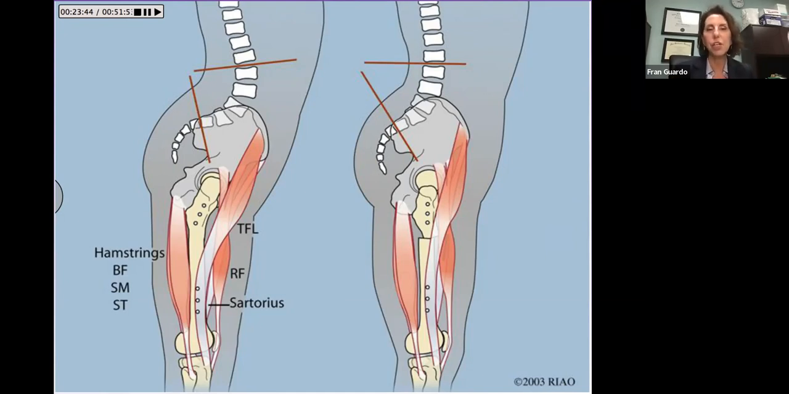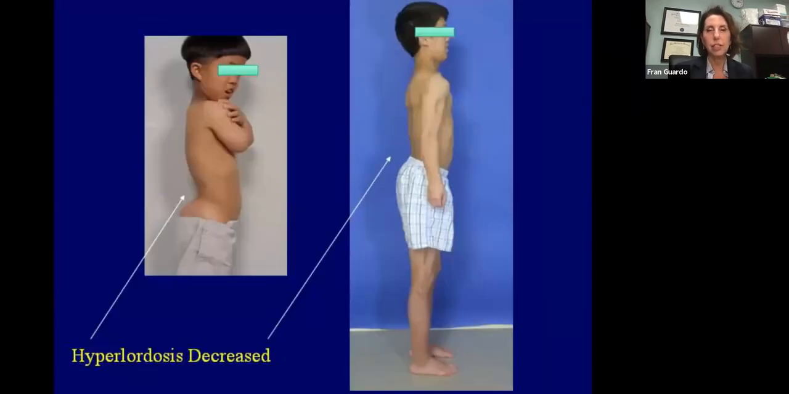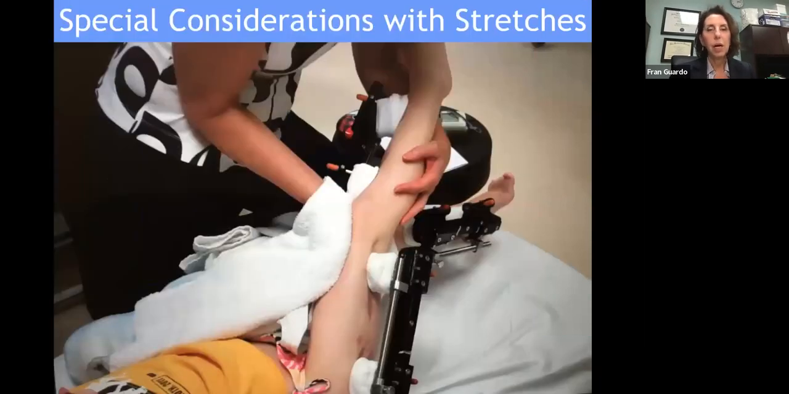And then they also have the option of doing a release of the tensor fasciae lata. The sartorius and the rectus femoris can also bring the pelvis into better alignment and help to reduce the hyperlordosis. So you can see this patient before and after. Sometimes just a lengthening in and of itself, because the hamstrings become a little bit tighter, can also take care of it. But as you're lengthening, the anterior muscles can become tight too. And so that sometimes does not help.